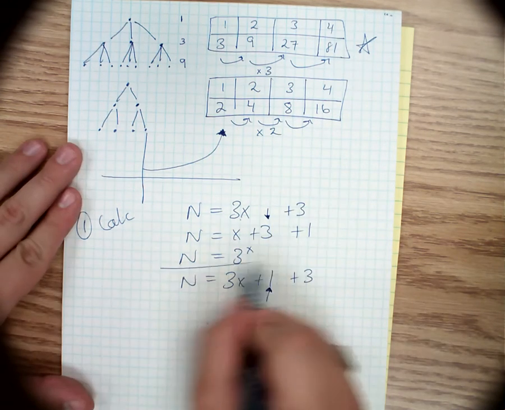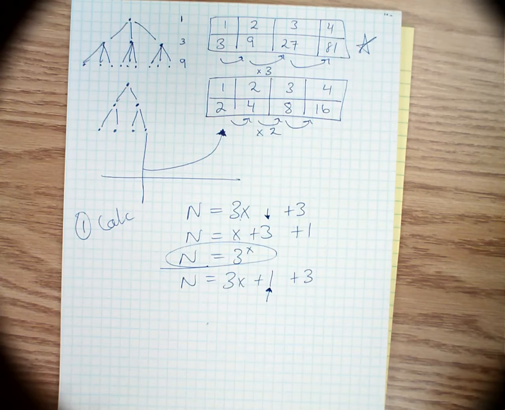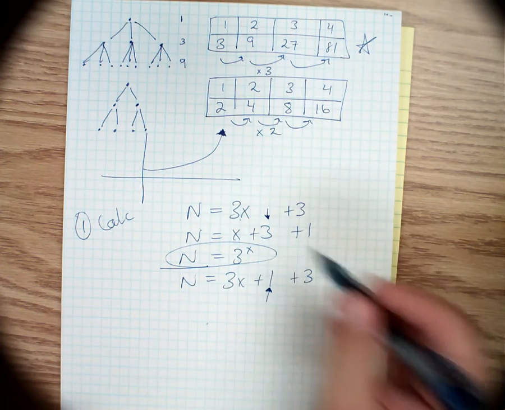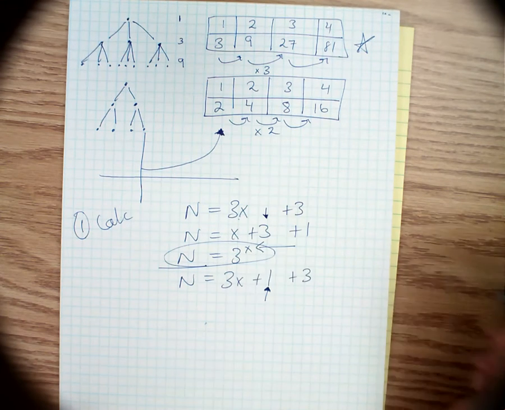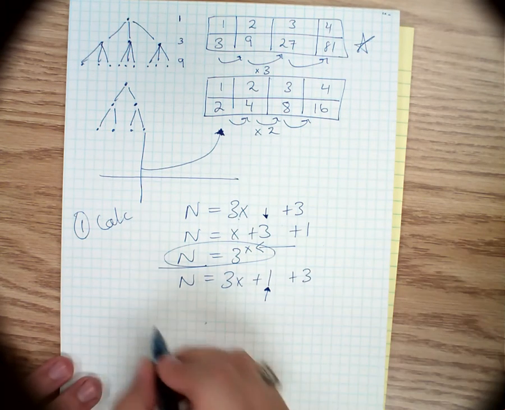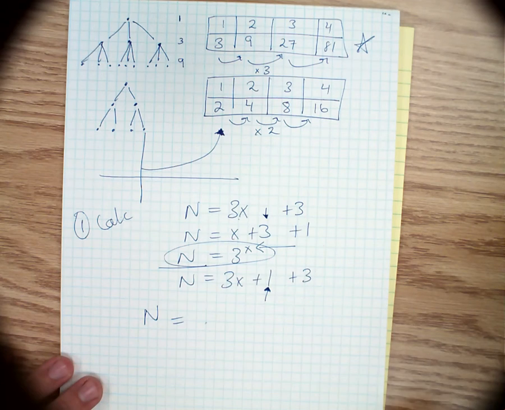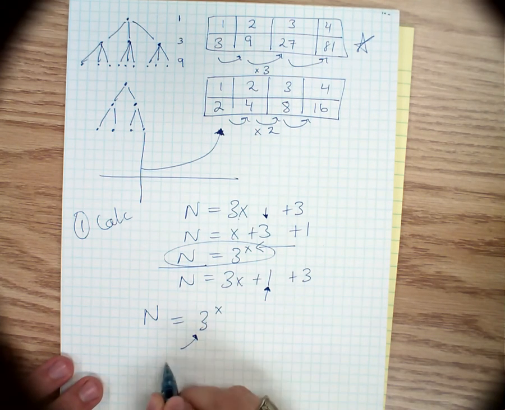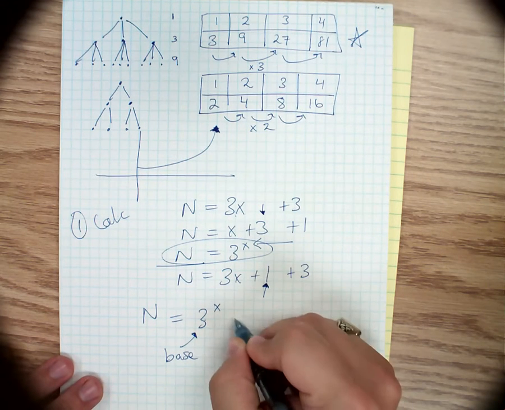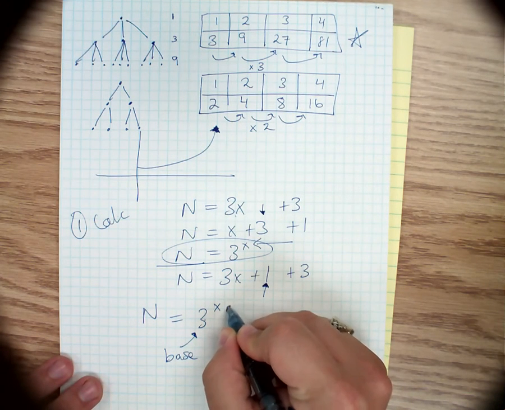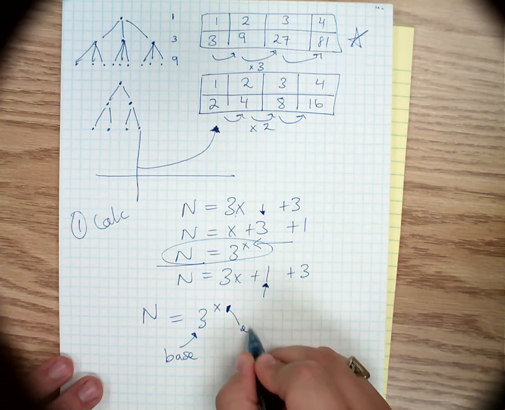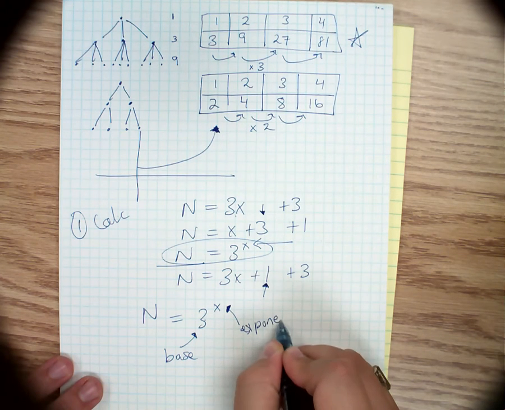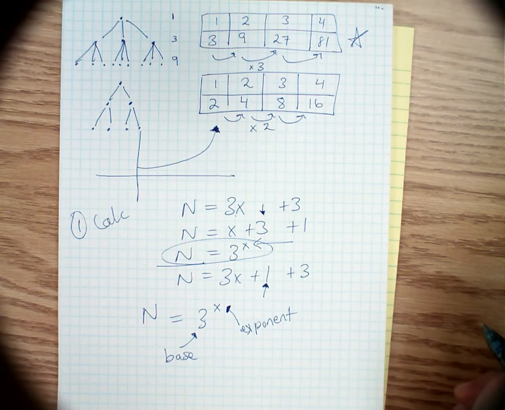Okay? And so this is what an exponential model looks like. It's exponential because the exponent has a variable. Okay? So here's a little bit of background. This 3 is what you call the base, and the x is what you call an exponent. Okay? And that's what you have to know going forward.